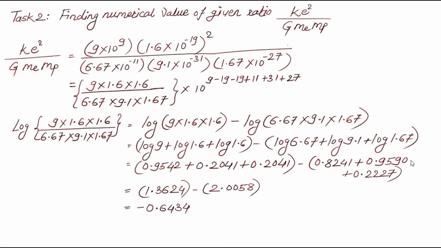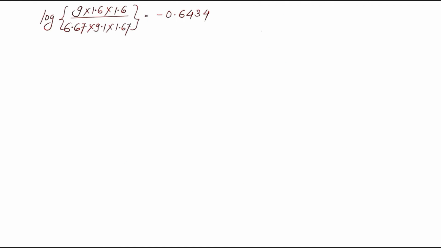So now we have to find out the antilog of this value, and there is another method to find the antilog of a negative number. So the next task is to find the antilog of a negative number. How to find this? Finally, the log of the given ratio is minus 0.6434. Now, we will use the following method.